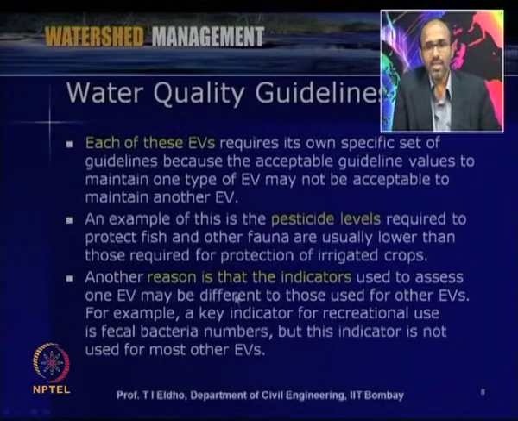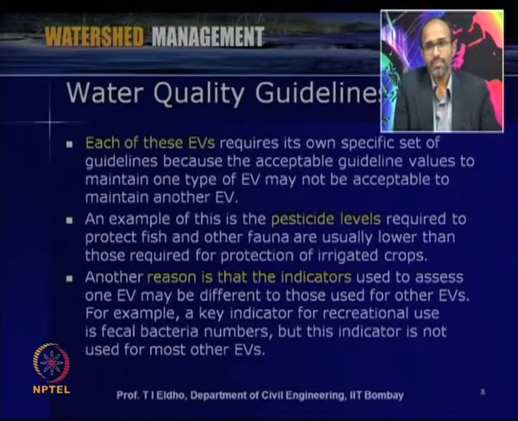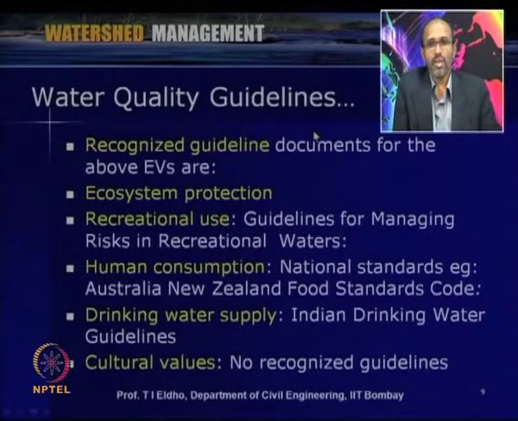Another reason is that the indicators used to assess one environmental value may be different to those used for other environmental values. So depending upon the source of the water and then the usage, these environmental values vary. For example, a key indicator for recreational use is fecal bacteria numbers, but this indicator is not used for most other environmental values like agricultural purposes or ecological needs. So the water quality guidelines will vary, and the environmental values which we have to specify also vary.